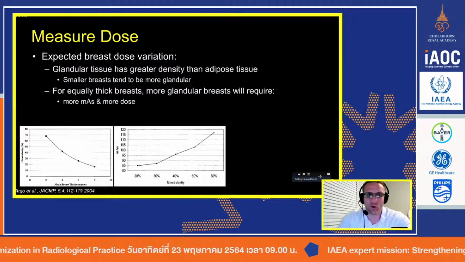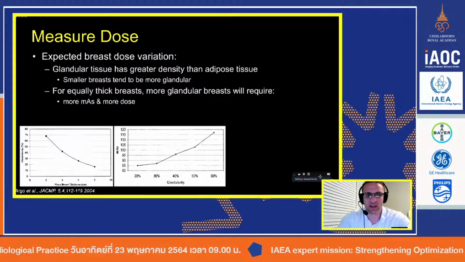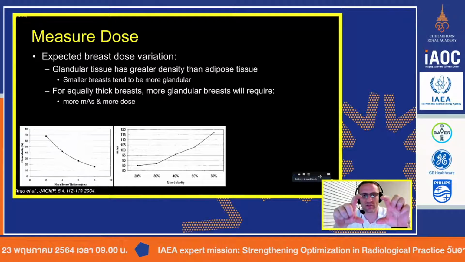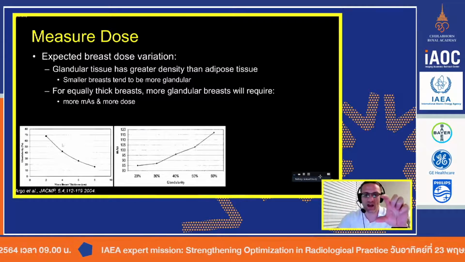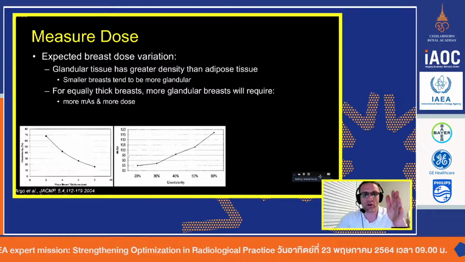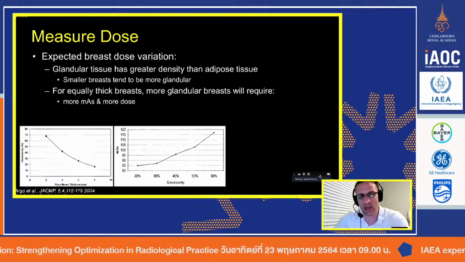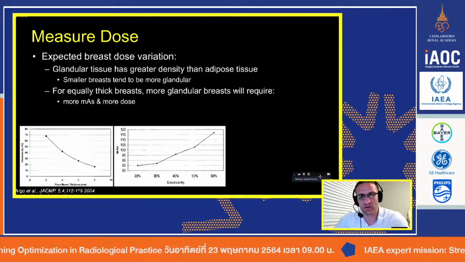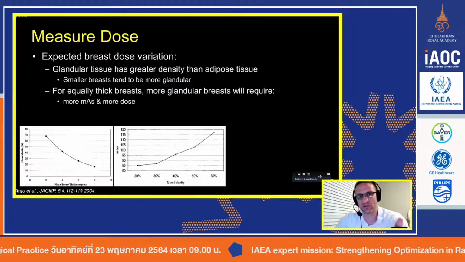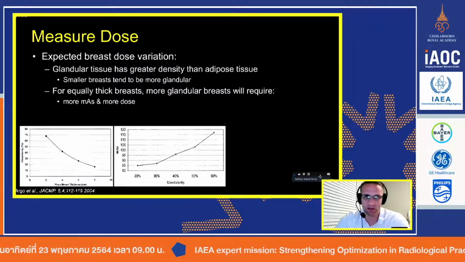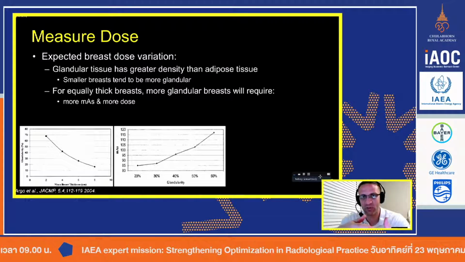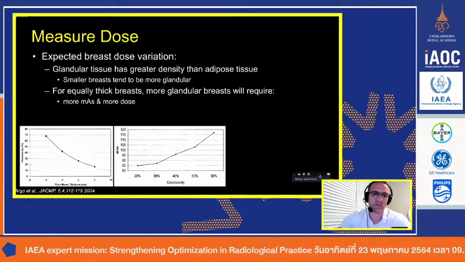We know for an equally thick breast, say 4.2 versus 4.2 centimeters, if one of those has a higher level of glandularity, say 30, 40, 50, 60%, the system will need to use more mA or mAs to penetrate the breast to create the image. And that is because glandular tissue is more attenuating than fat. That's why it looks white on the image compared to the fat, which is darker black or gray.